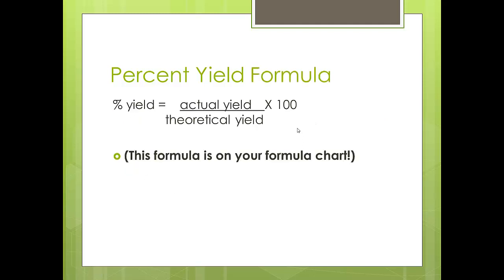Okay, so here's your formula. It is just the actual yield over the theoretical yield times 100. Now notice, this is on your formula chart that you get on every test. Do I have to memorize it? No. Do I need to know how to use it? Yes. So this calculated, this is what you've been working on. This would have to be given to you if I want you to calculate a percent yield and give you some amounts. So let's show how we would see these problems and how I would recognize that it's a percent yield.